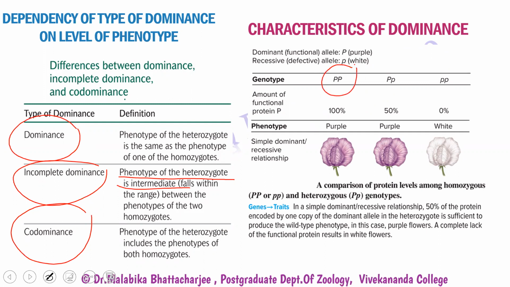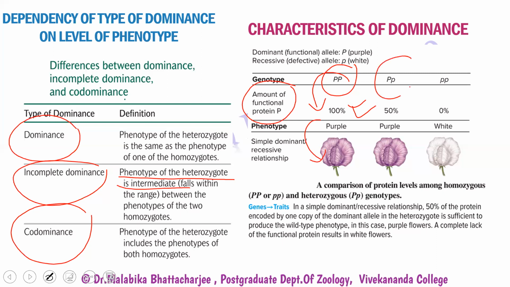This is capital P, capital P. So both the alleles are producing a functional P protein. Since there are two alleles, 100% of the product is being produced, and we are getting purple color. I'm talking about the simple dominant recessive ratio. I'm not talking about incomplete dominance or codominance.